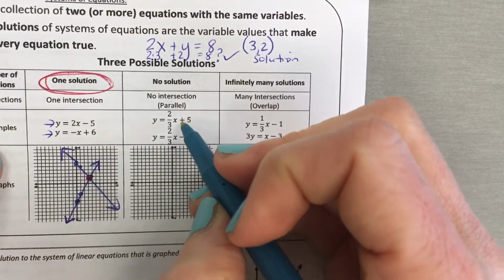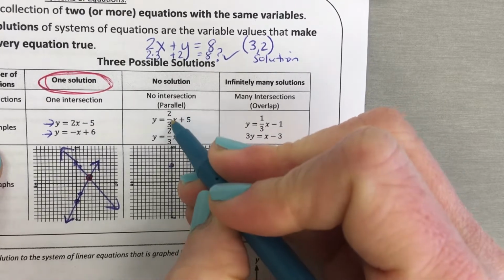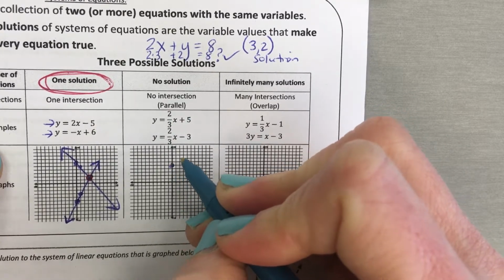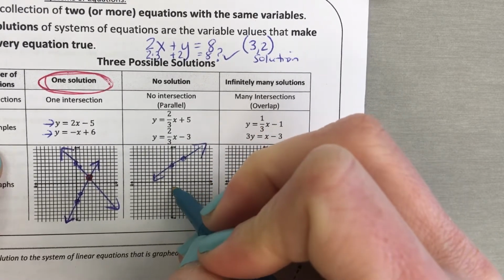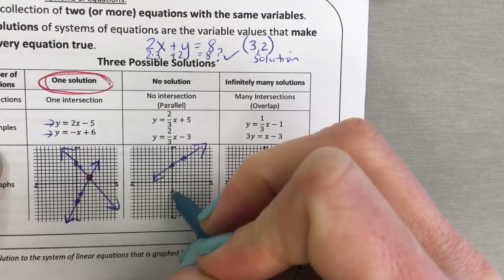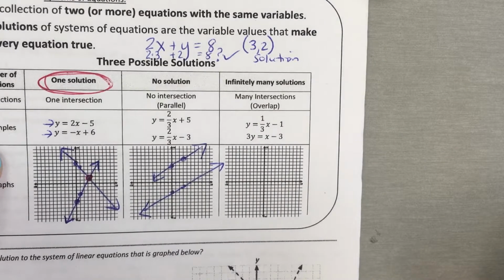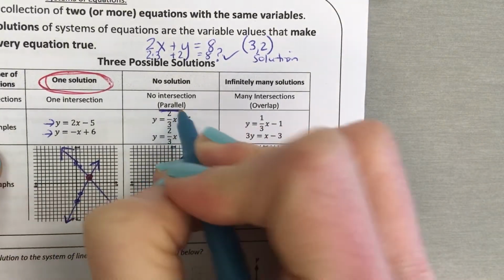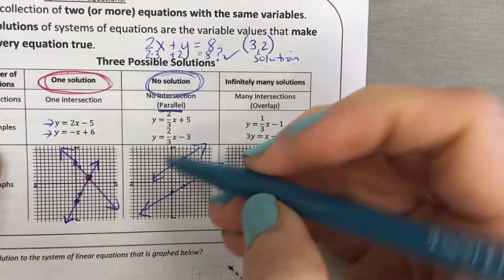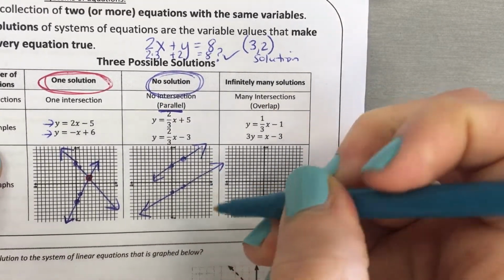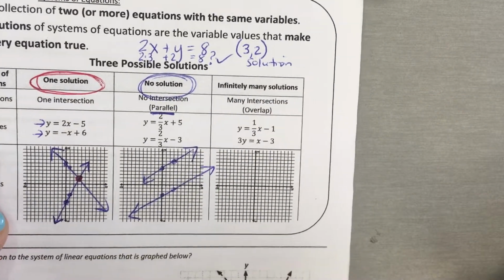Over here, I have a y-intercept of 5, 1, 2, 3, 4, 5, and my slope is 2 over 3, so I go up 2 over 3. Then I have a y-intercept of negative 3, and you go up 2 over 3. All right, what kind of lines do I have here? I have parallel lines because they had the same slope, and these have no solution because they never intersect. So you should draw two parallel lines and write no solution because they never intersect.